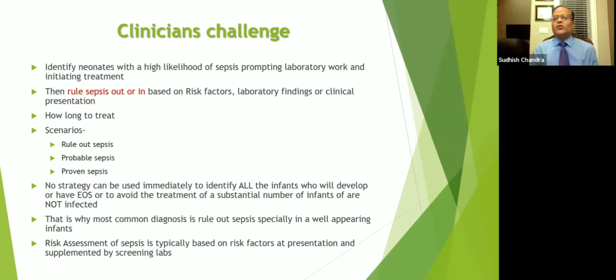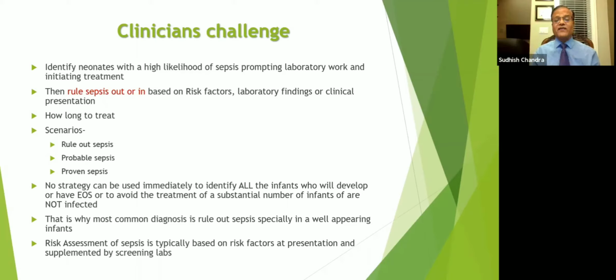But the best we can do is find or identify the risk factors, go by their clinical scenarios, and make sure we do not even miss one infant dying of sepsis. That is the whole purpose. That's why we tend to treat many more babies who potentially don't have to be treated, just to prevent one baby who may have infection.